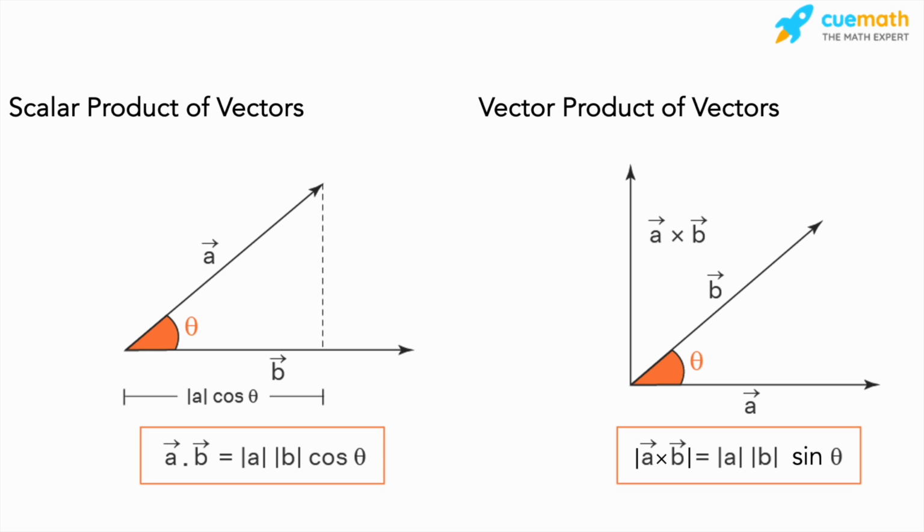Pay attention to the notation. The vector product is indicated by a cross, hence the name cross product, while the scalar product is represented by a dot. That's why it is also called dot product. Both symbols are not interchangeable because they indicate very different operations. The result from the vector product is a vector, while the result from the scalar product is a scalar.